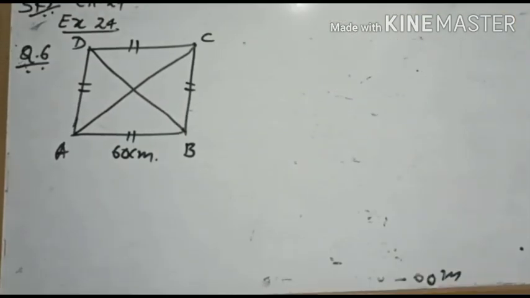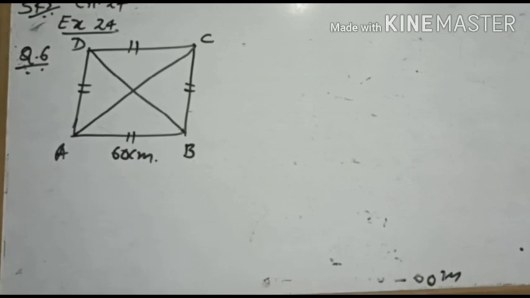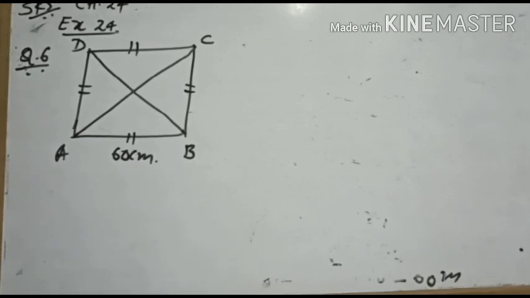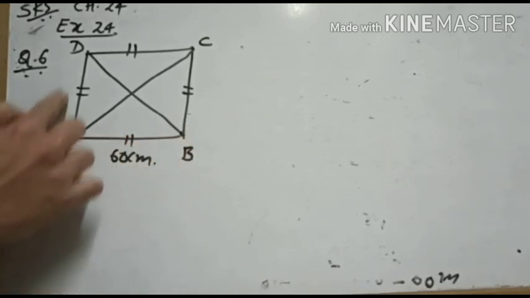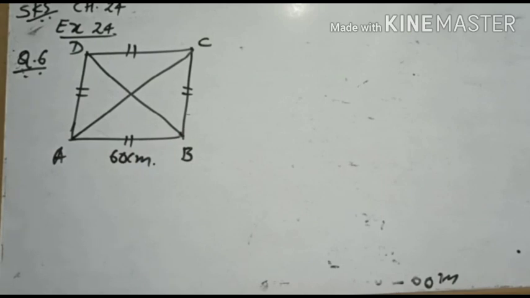Taking a very special question, question number 6. ABCD is a rhombus. My dear friends, a rhombus is a quadrilateral in which all four sides are equal. They have given us AB as 60 centimeters and angle BAD as 60 degrees.